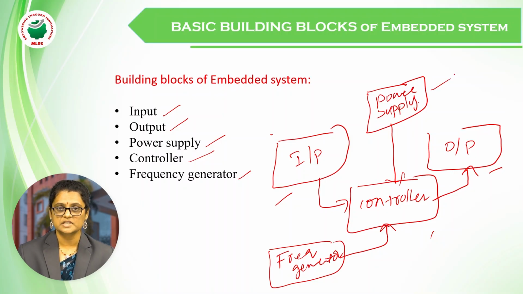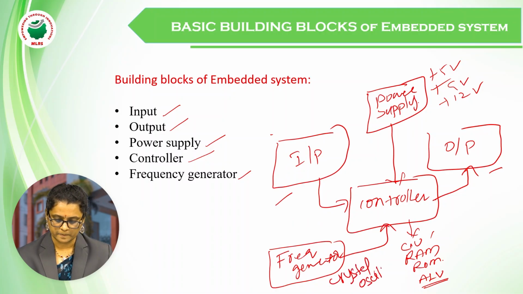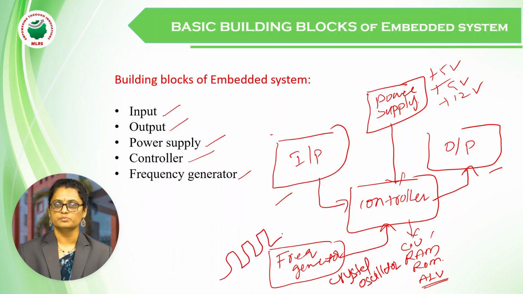To turn on the system, we need some power supply, that will be plus 5 volts, plus 9 volts or plus 12 volts. Here the controller has a control unit, RAM memory and ROM memory, and an ALU to perform arithmetic and logical operations. The frequency generator has a crystal oscillator. This crystal oscillator generates clock pulses to maintain timing operations. That frequency will be 11.059 megahertz.